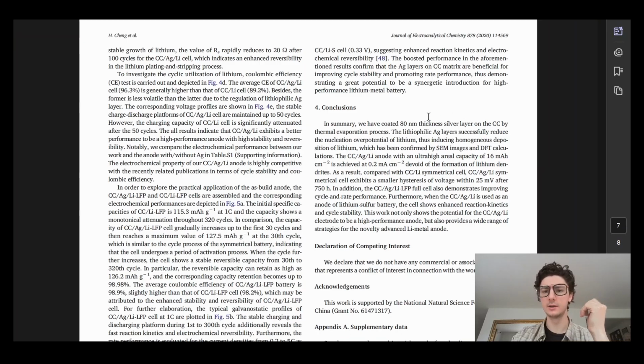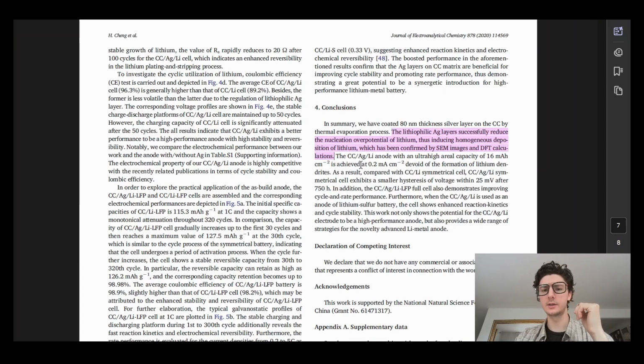In summary, this is pretty much the same thing as the abstract. We have coated an 80 nanometer thickness silver layer on the carbon cloth by thermal evaporation process. The lithophilic Ag layers successfully reduced the nucleation overpotential of lithium, thus inducing homogeneous deposition of lithium, which has been confirmed by SEM images and DFT calculations. All right, cool. This is a fantastic thing to highlight.